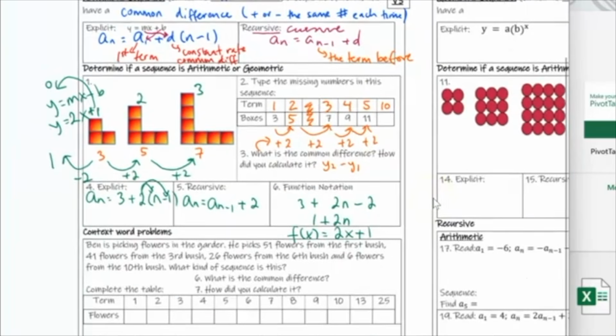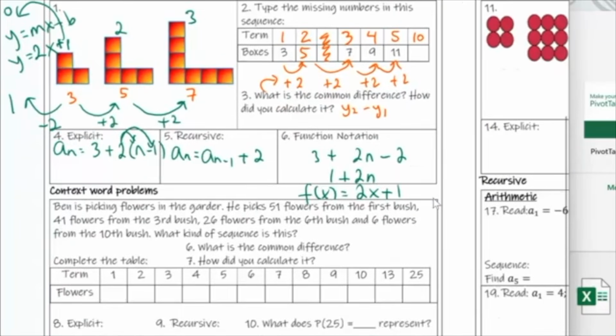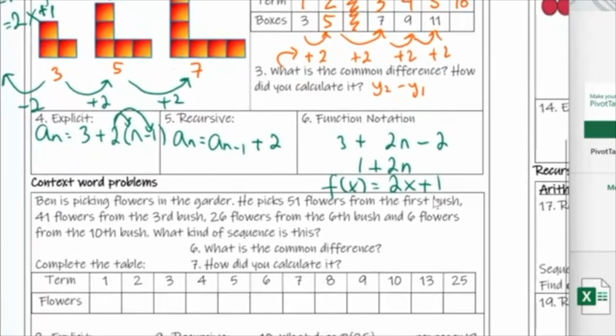All right, you're also going to complete this problem underneath, but I'm going to go ahead and get you started. All right, Ben is picking flowers in the garden. He picks 51 flowers from the first bush. So here's the first bush, 51. All right, 41 from the third, 26 from the sixth, 6 from the 10th. So go ahead and answer 6 through 10. Let's practice.